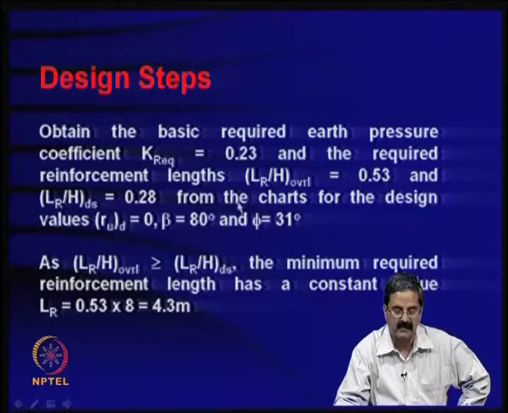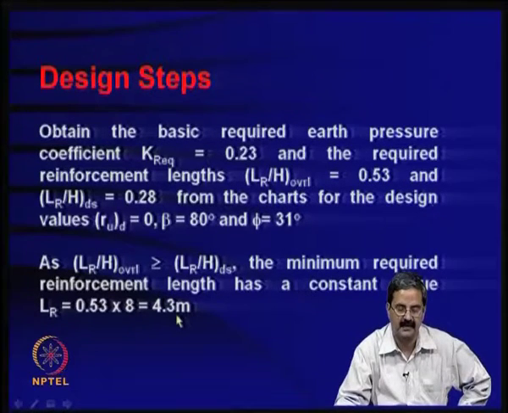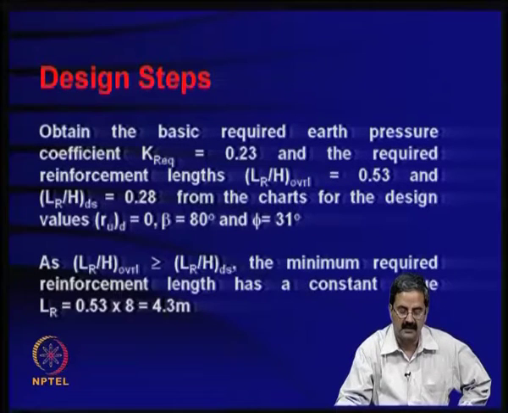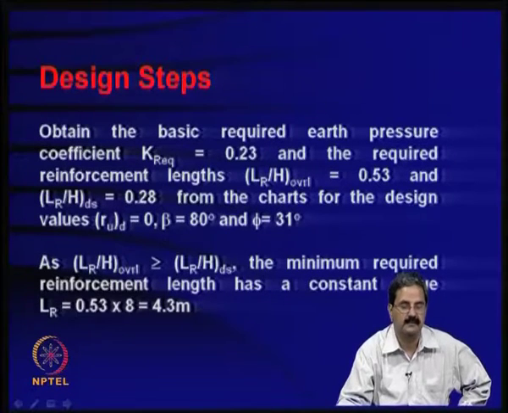whichever is higher, like 0.53 and 0.28, we should take for the reinforcement length. So, the reinforcement length will be 0.53 into 8. 8 meters is the height, so it is 4.3. So, the length of the reinforcement is 4.3. Suppose you do it for a surcharge of about 20 kPa. This is all in terms of LR by H, so there is no problem here, but then here you have to make it 9.1 or something, depending on whatever extra height you get here. So, that length you have to provide, right.